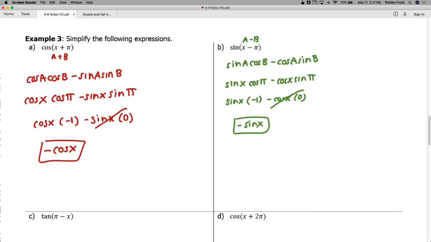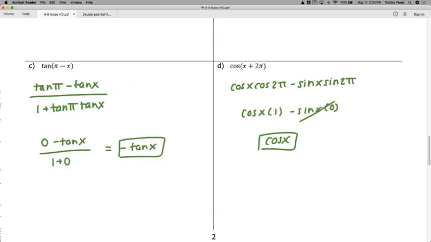Give C and D a try. Try and expand those and simplify. See what you get. Final answers for C and D, we get negative tan x and the cosine of x if we're expanding those using the sum and difference formulas. Email me if you've got questions on those. We're going to move on to the last 2 examples here.